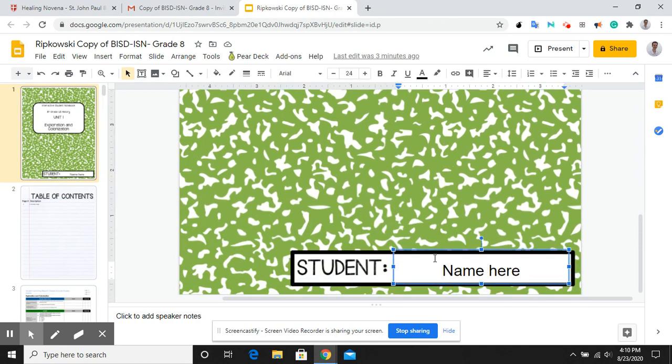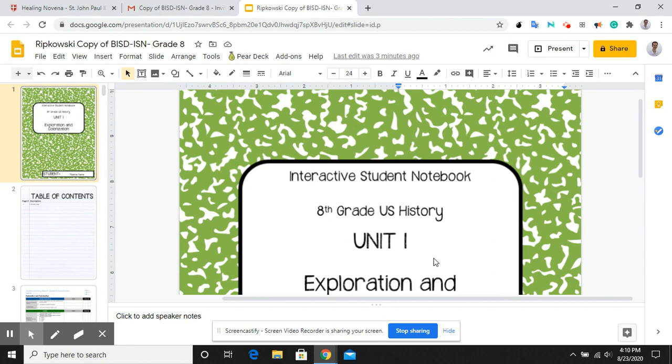You can put your name right here. It's going to be stored in your Google Drive that we have. So this is what this interactive notebook is going to look like for the remainder of the year.